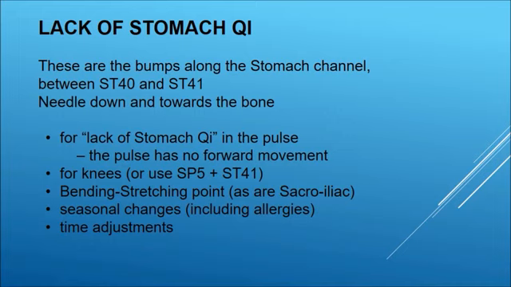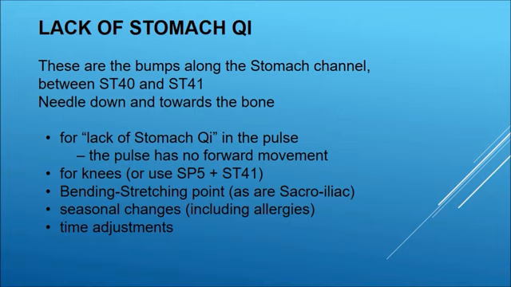Stomach 41, needle towards kidney 6, is part of the stomach chi line and was the original point used. It is normal to use 3 to 4 bumps and needle them down and towards the bone. Ocumoxa is often added.